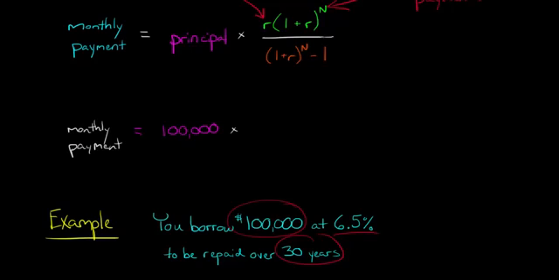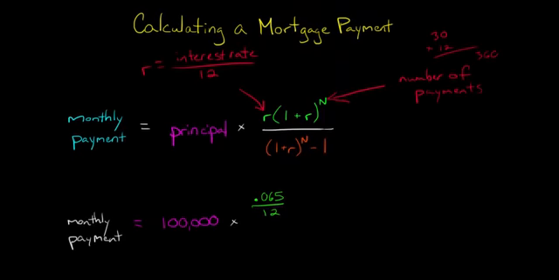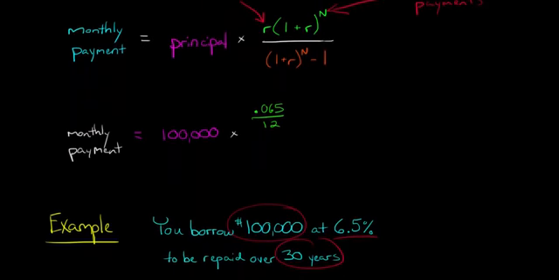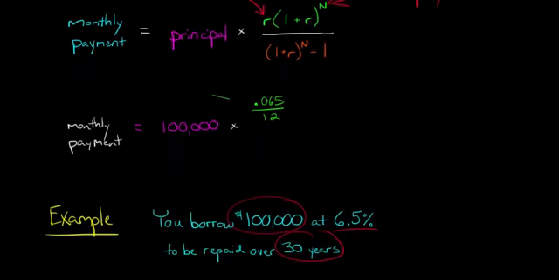But we need to know what R is. So we're going to have 0.065 divided by 12. That's our R, if you remember: our interest rate divided by 12. Now this number, I'm just going to put it in here so you can see it. If you really want to know, it comes out, rounded, to 0.005417. But I'm just going to leave it in here like this so you can see.